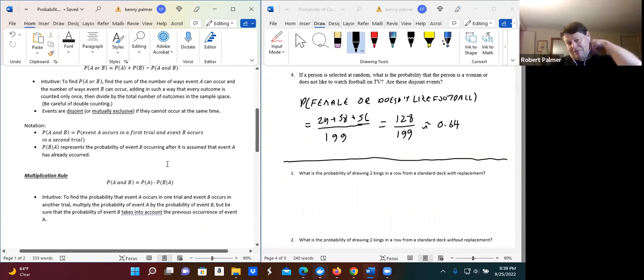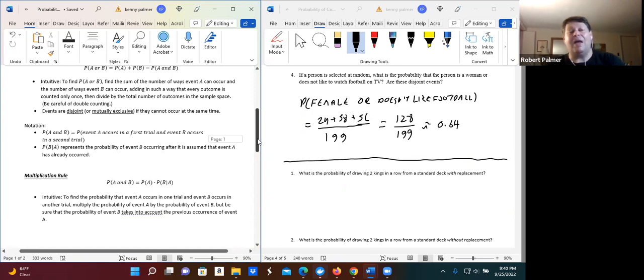We'll talk about that. So here's our multiplication rule. The probability of A and B is basically the probability of A, we assume A happens first, times the probability of B given that A has happened. And once again, if there's no overlap between B and A, or they're independent of each other, then it's just the probability of A times the probability of B.